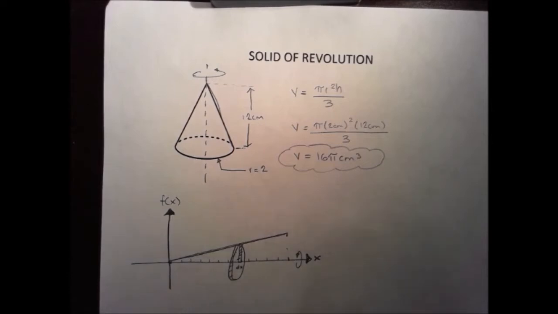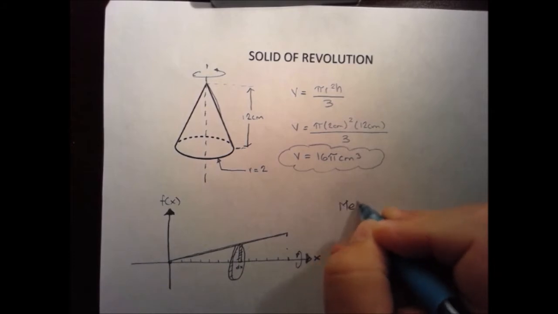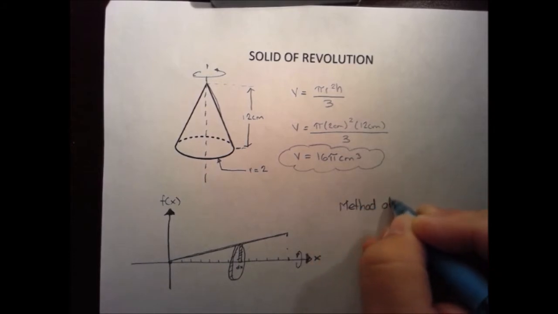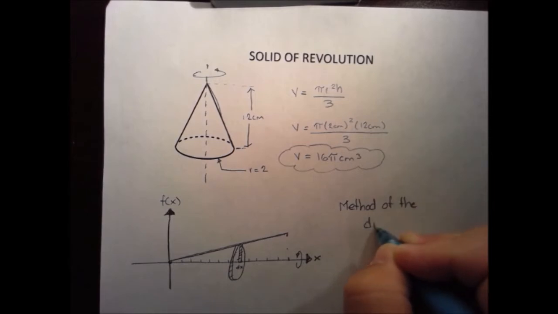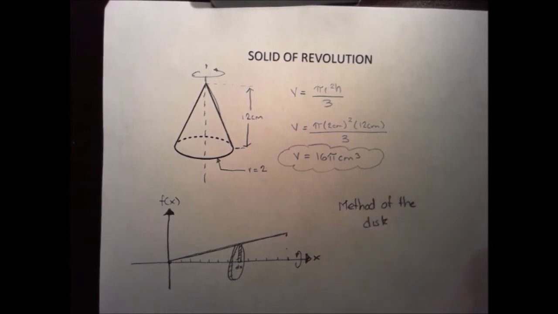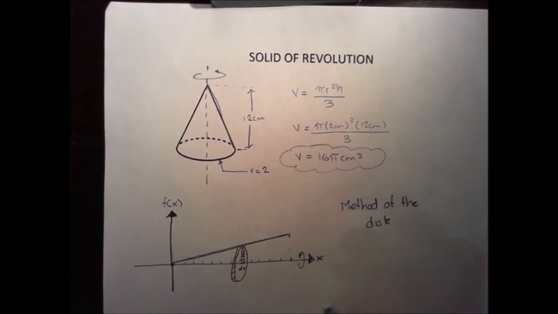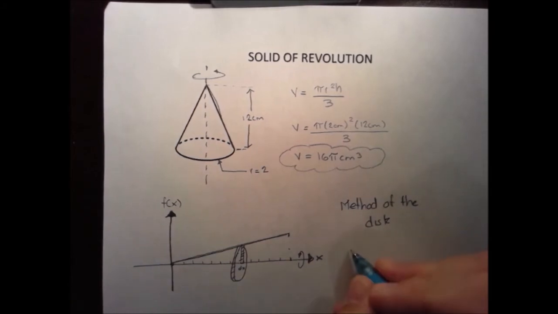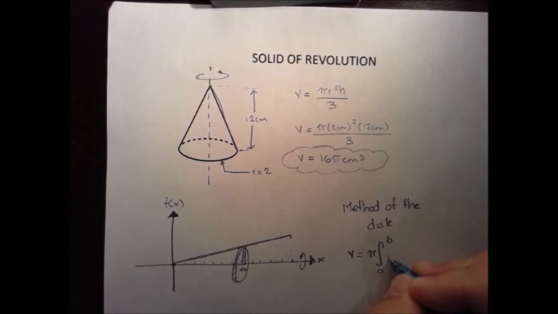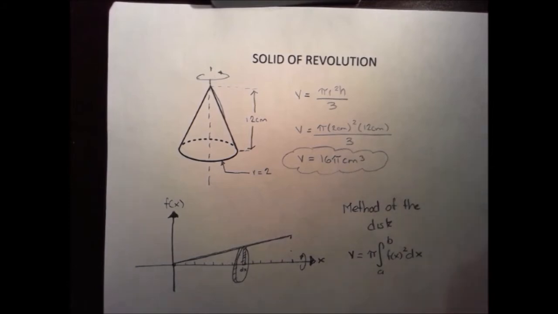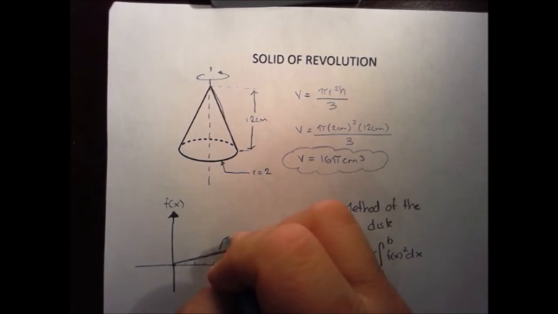So it means that here we are going to use the method of the disk. Remember that the formula of the method of the disk is volume equal to pi times the integral from a to b of some function squared, which is represented by the radius, times dx. And the question is, what is the radius, or what is that function? That function is this one.